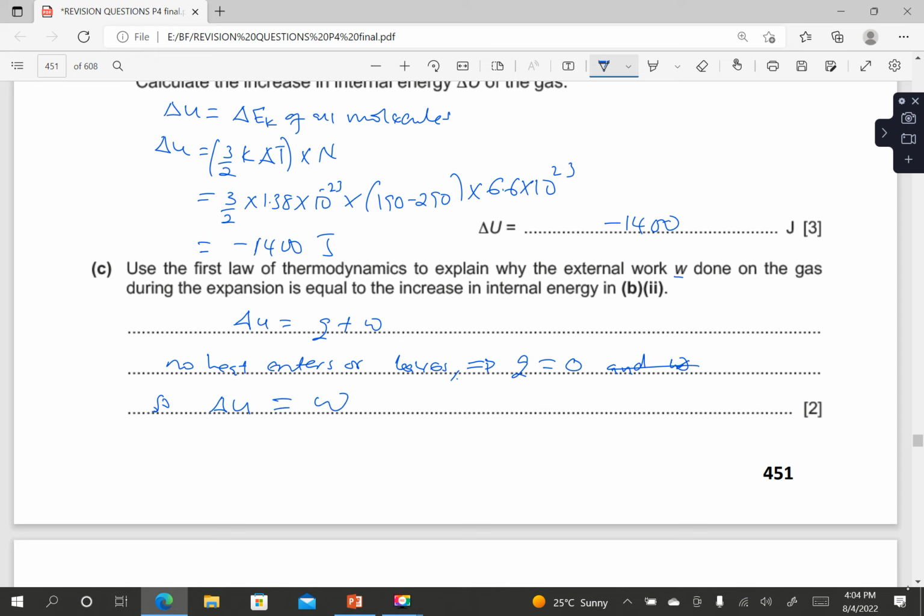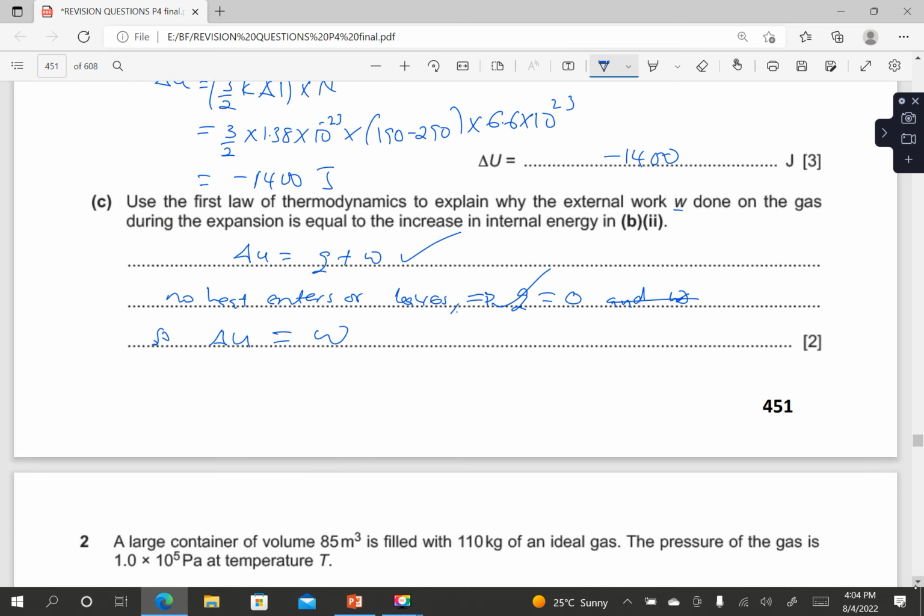But I want you to note that the change in internal energy is negative. It also agrees with the fact that the volume is increasing, therefore the work done will be negative. I think that is obvious. So the first law of thermodynamics is given by that. No heat enters or leaves the system, so the change in internal energy is equal to W. Okay, next.